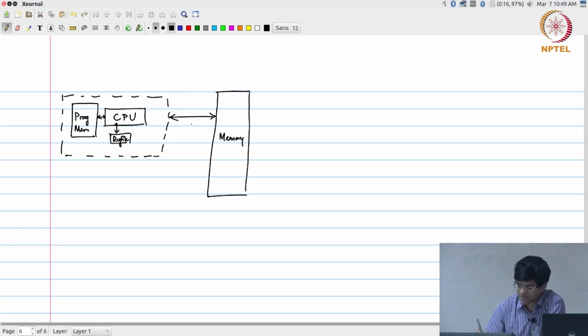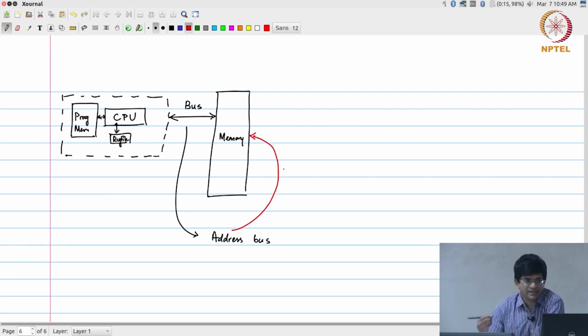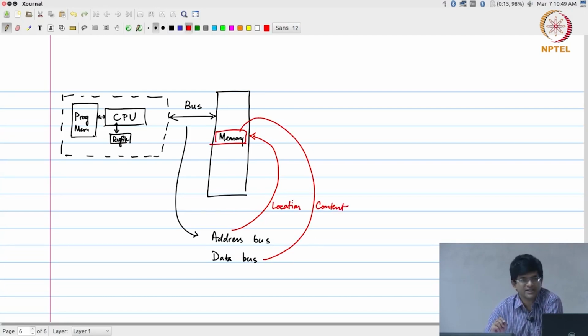It communicates by means of something called a bus, and that bus essentially consists of a set of signals. There is something called an address bus, which basically tells me where in the memory I am pointing to, and there is a data bus which says the actual content. So, the address bus tells you the location in memory that you are trying to access. The data bus has the content. You are either trying to write something into that location in memory or you are trying to read something from it.